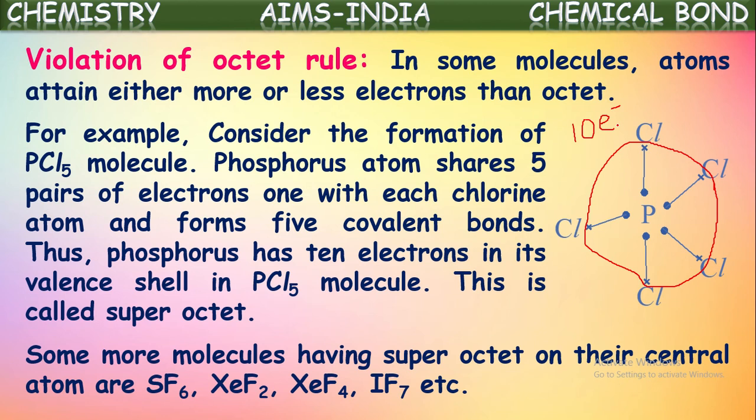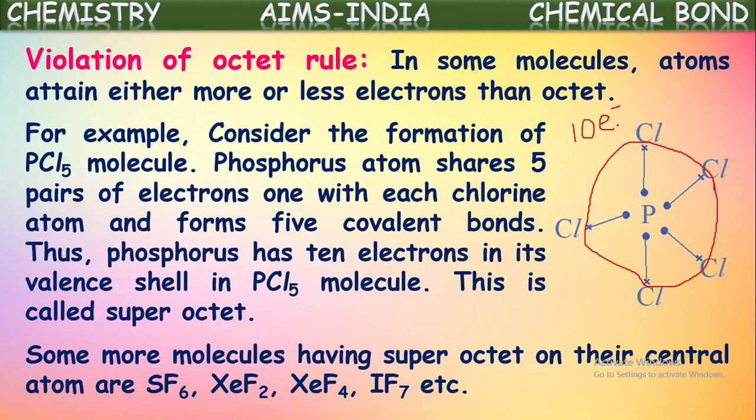Some more molecules are mentioned which have a superoctet on their central atom. If you see SF6, just like PCl5, sulfur has 6 valence electrons. It shares one pair of electrons each with 6 fluorine atoms, thus forming 6 covalent bonds. After the bond formation, the central atom sulfur gets a total of 12 electrons in its valence shell by sharing 6 pairs of electrons.